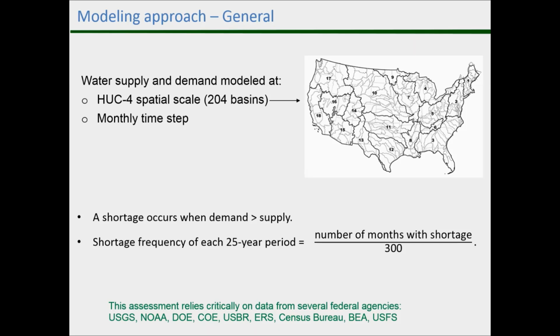So we count the number of months during a 25-year period when shortage occurs, and that's put over 300, which is the number of months in a 25-year period. And we get a proportion of months, or a frequency of shortage, for each basin.